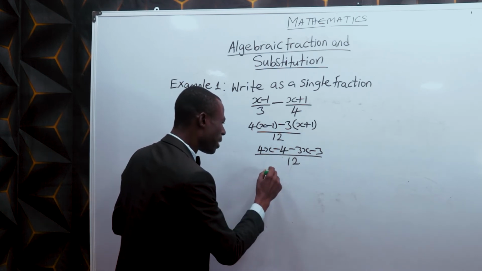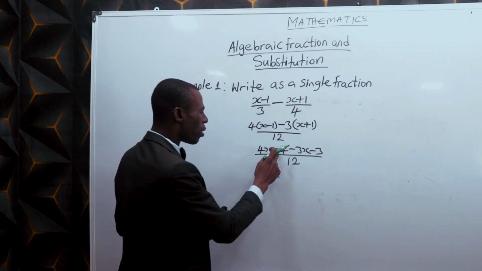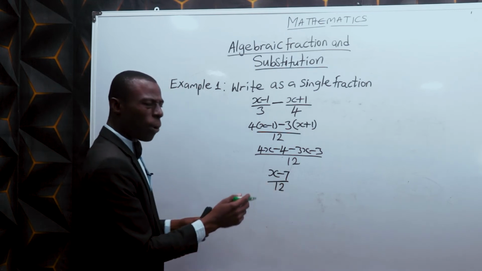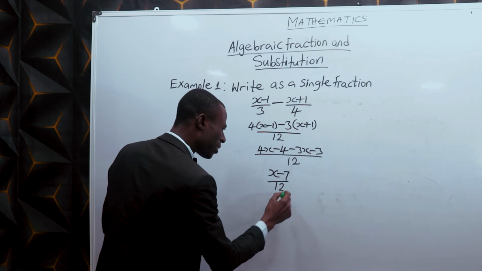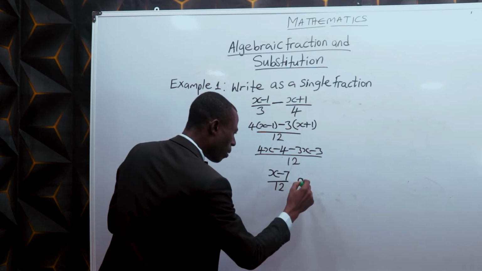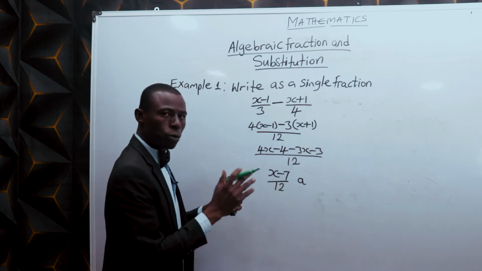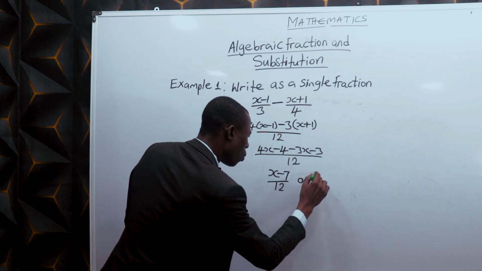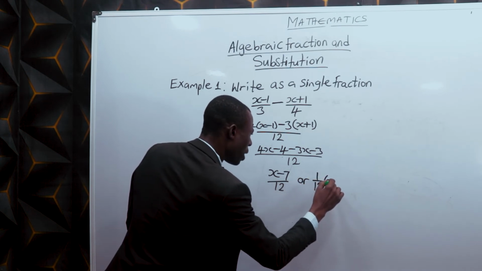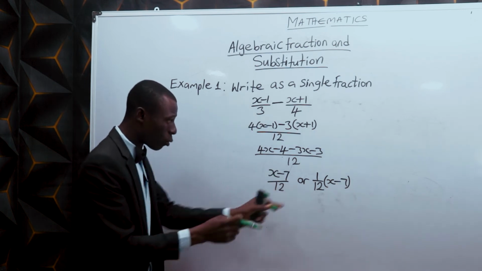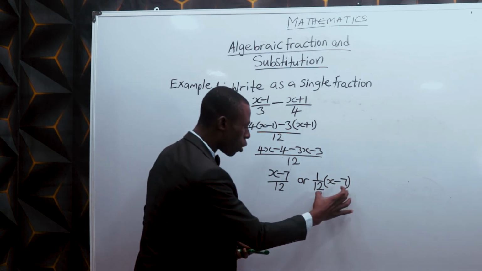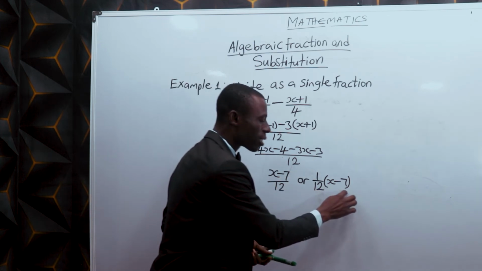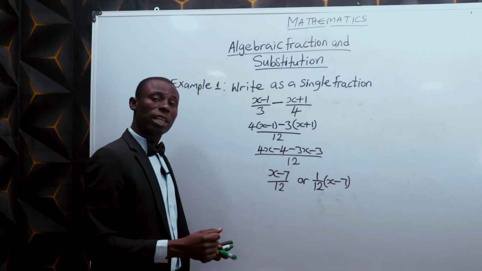4x minus 3x, that gives us x. Minus 4 minus 3, that gives us minus 7, all over 12. This is the answer. But this answer could be written as a product of two items, like 1 over 12 into x minus 7. This same answer could be written this way, as a product of two numbers: 1 over 12 and x minus 7. So that is it. Let's move to example 2.